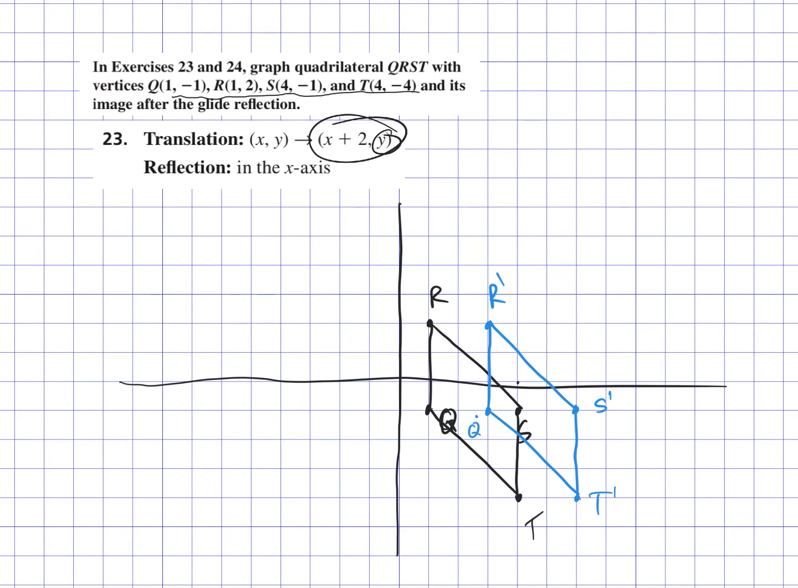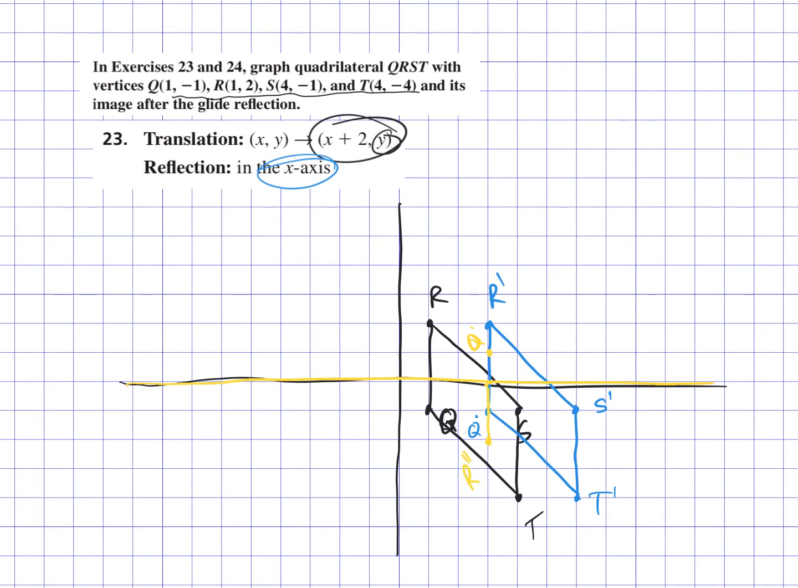And now we're going to reflect it in the x-axis. So this is my x-axis. Count to the yellow line and go across. So Q prime goes up 1. So Q prime is going to go here. R prime is 2 units away, so R double prime will be 2 units away on that side.